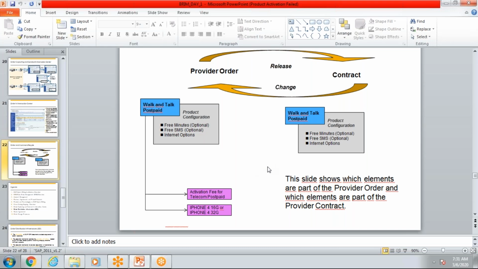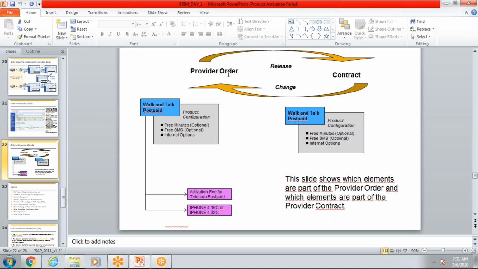The physical component may be either the phone or the router. So these are the physical devices sold along with the rate plan. When the order is placed for this sales package, a sales order will be created in the ECC system for the physical devices. And for this rate plan product, at the provider it is a provider order.